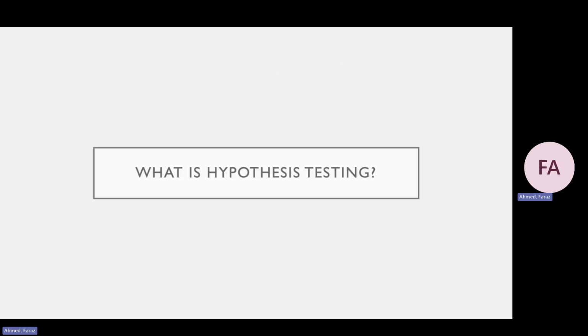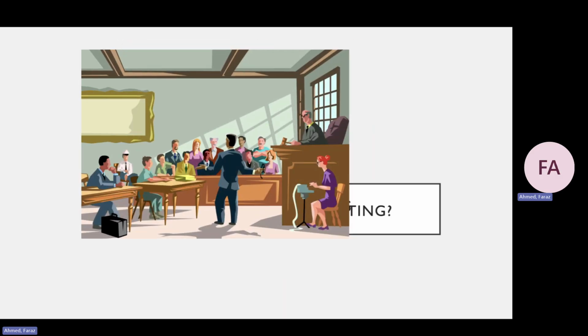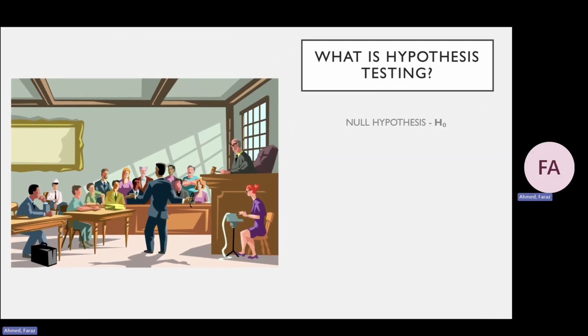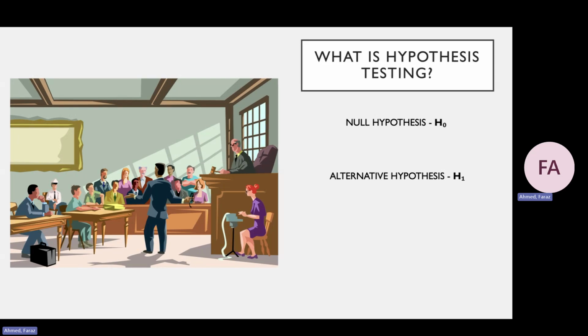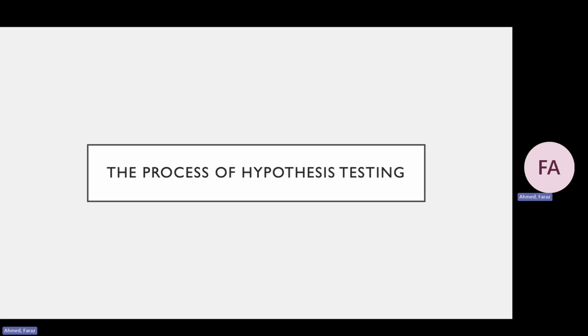So, what is hypothesis testing? Hypothesis testing is like a courtroom trial for data. We begin with a null hypothesis H naught, which assumes no significant effect or difference, and an alternative hypothesis H1, which contradicts H naught. Our goal is to use sample data to decide whether to reject or fail to reject the null hypothesis. Let's go over the process of hypothesis testing.